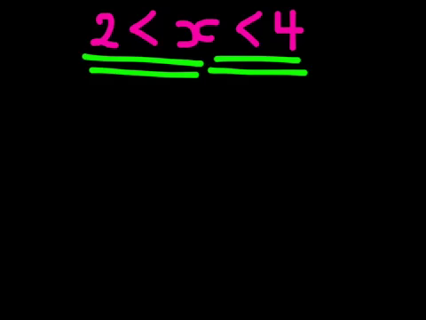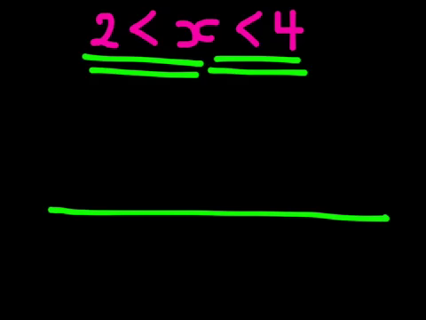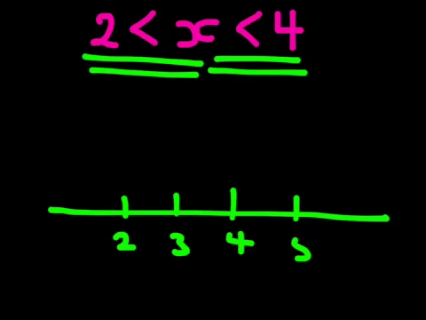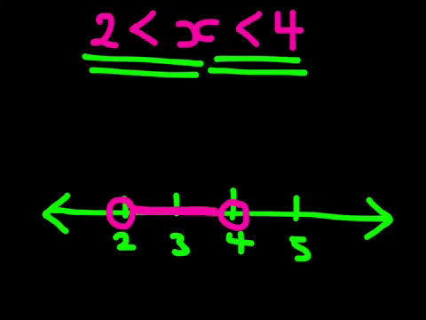So when we actually plot this on a number line, 2, 3, 4, let's just fill in some values here. It's not equal to 2, so we need an open circle there. It's not equal to 4, so we need an open circle there. And we know that x can be any value in between that. And so what we do is we fill in that line there. And that's actually graphing an inequality between two different x values.